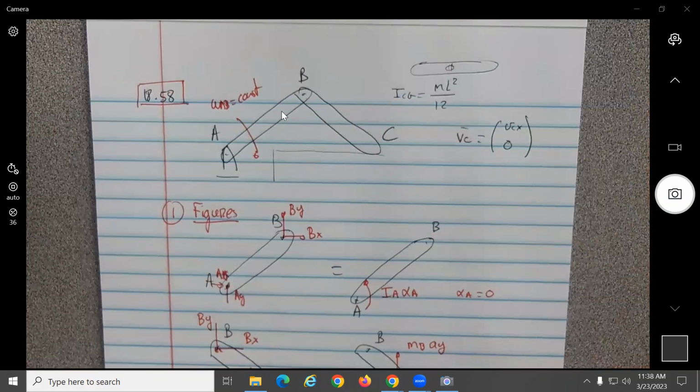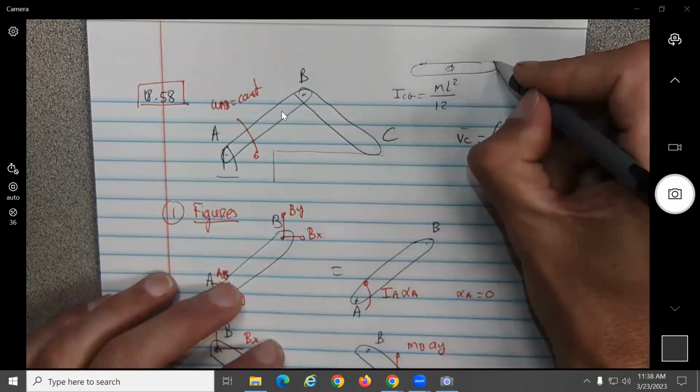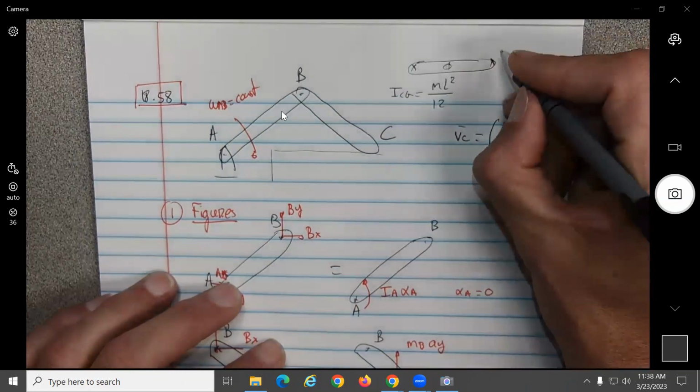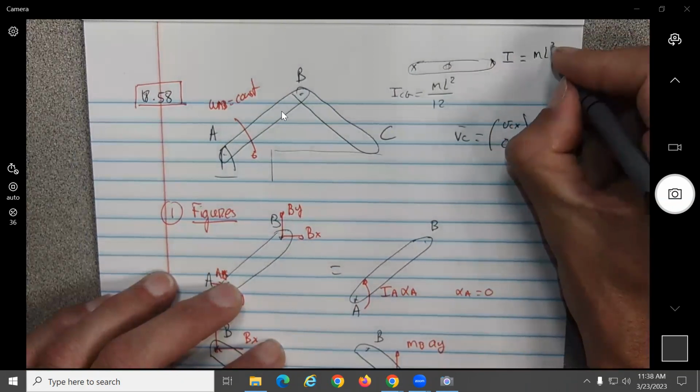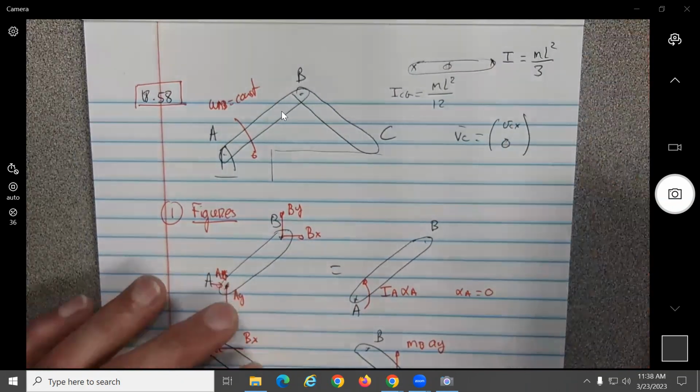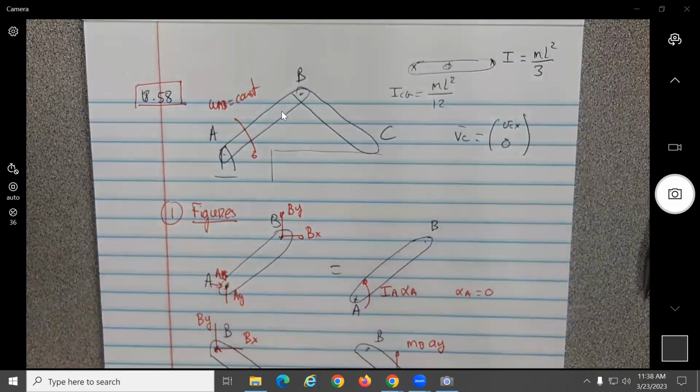Is ICG over 12 about the CG, no? And from the ends, what do you need to do? You need to use the parallel axis theorem, and this should give you ml squared over 3. I hope you know that, okay?